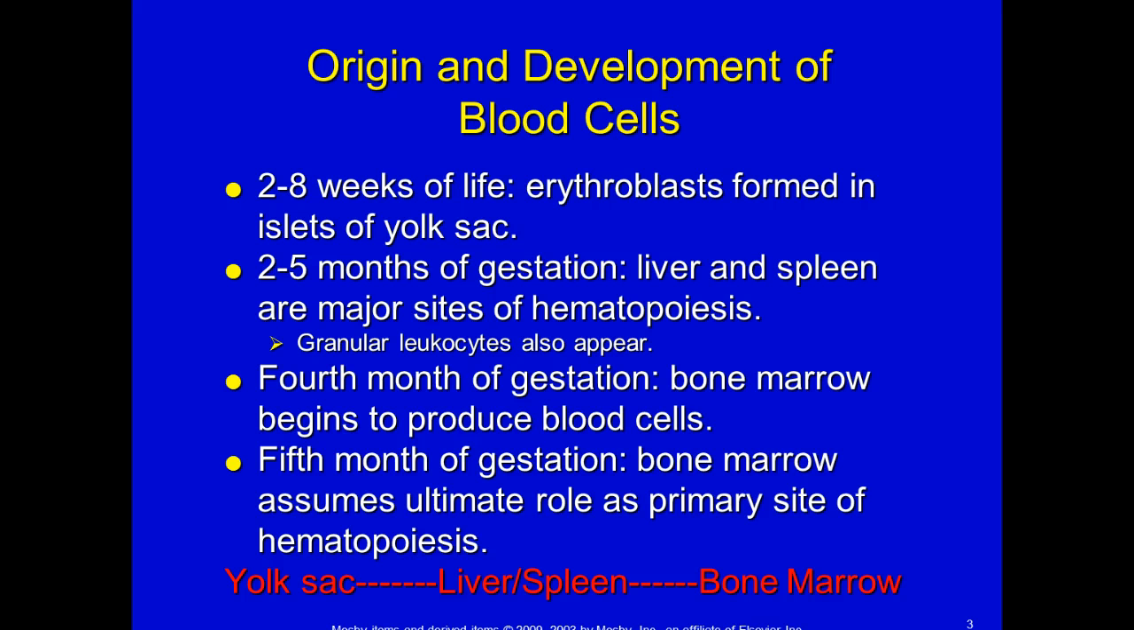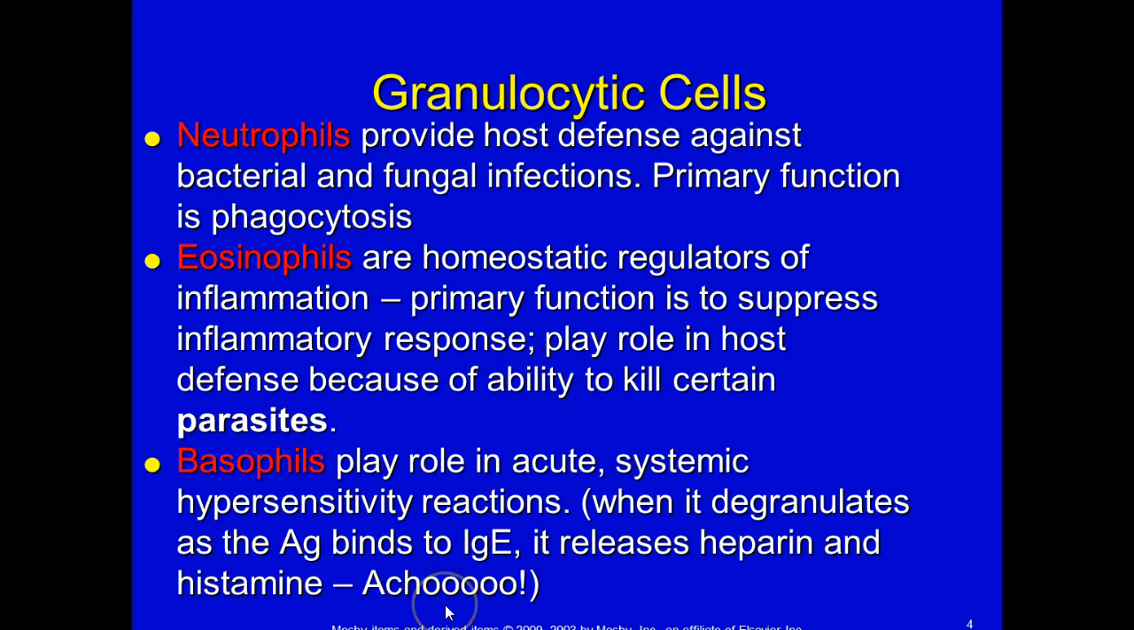The first thing that happens, in the first 2 to 8 weeks of life, is that erythroblasts are formed in the islets of the yolk sac. At 2 to 5 months of gestation, the liver and the spleen are the major sites of hematopoiesis, and granular leukocytes also appear. In the 4th month of gestation, bone marrow begins to produce blood cells, and in the 5th month, bone marrow is the ultimate site of hematopoiesis. You must know that it starts in the yolk sac, then goes to the spleen and the liver, and then to the bone marrow. This you do need to know for sure.